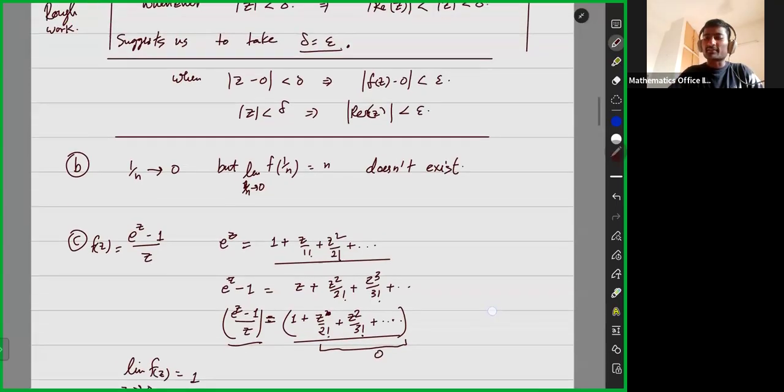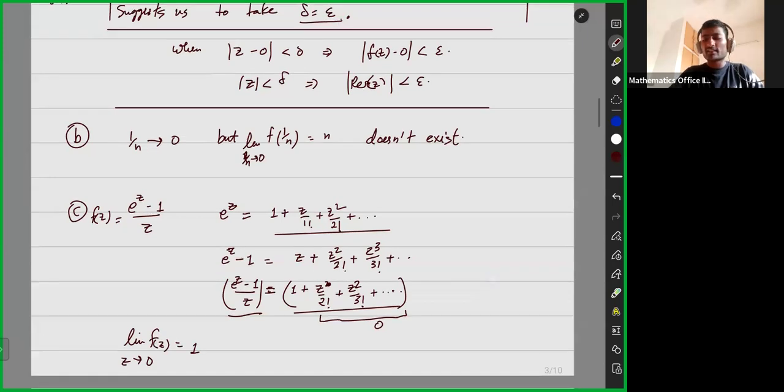Now you have some idea that the limit L is equal to 1. Use the epsilon delta definition, get some delta, and you will of course need to see that this part is becoming zero as z tends to 0. Okay, is this making sense?